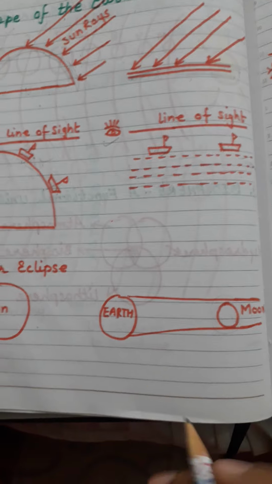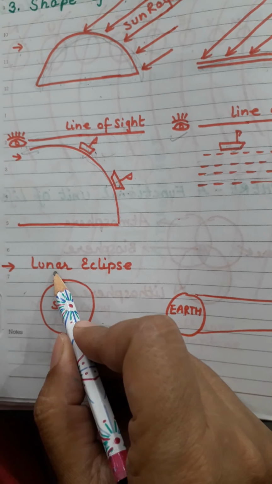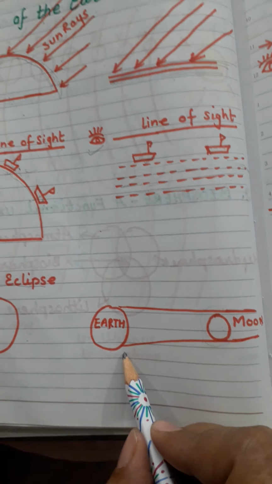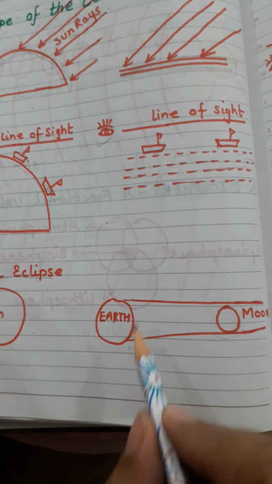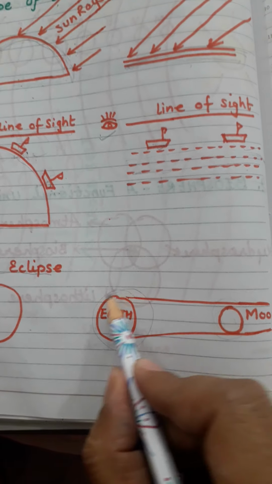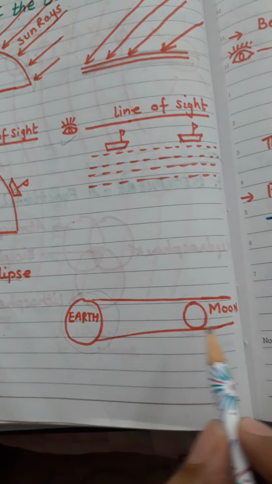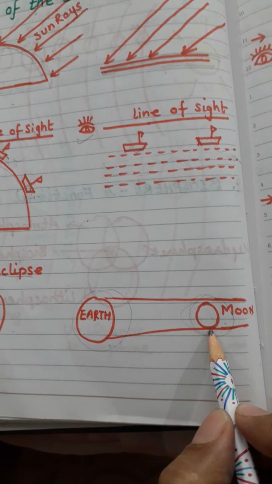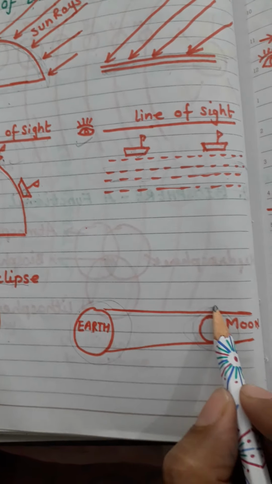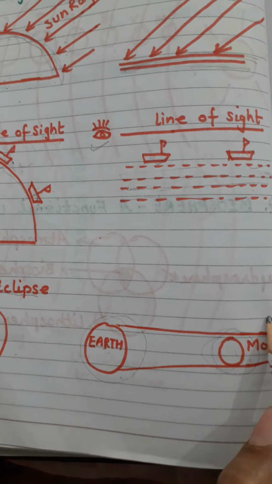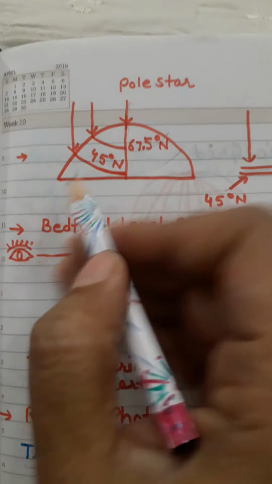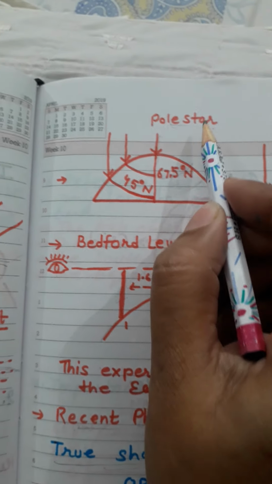Now, the next proof, that is the lunar eclipse. During an eclipse of the moon, the shadow of the earth which is thrown on the moon is always circular. So this also proves that the shape of the earth is not flat. The shape of the earth is spherical. Now come to the next part, the pole star.